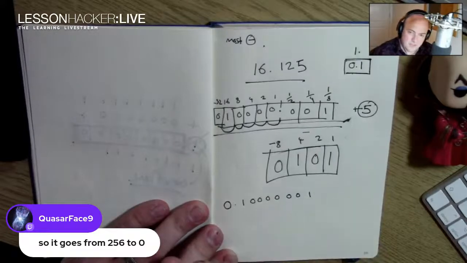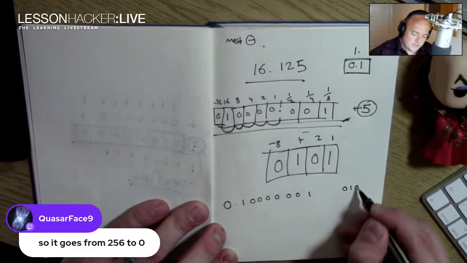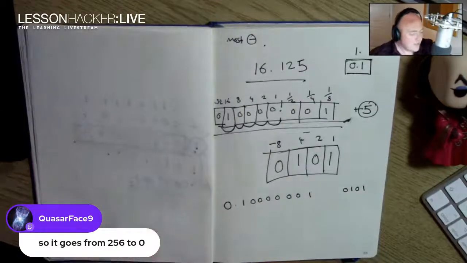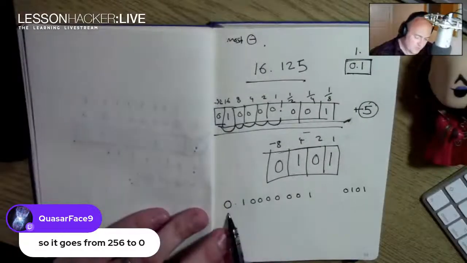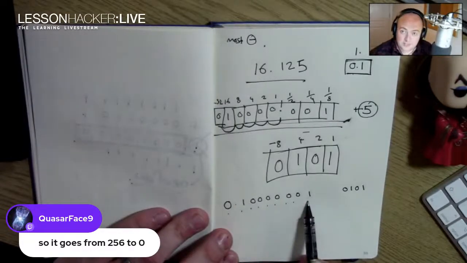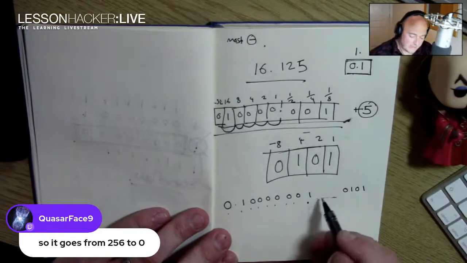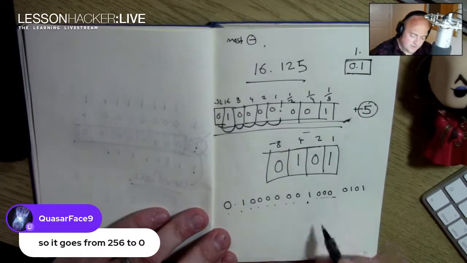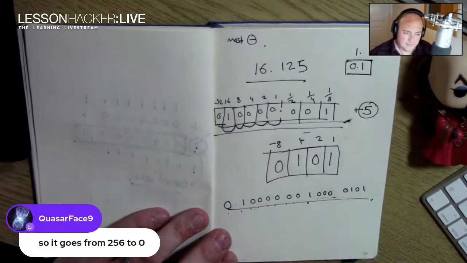0.100000001, and we've got our exponent of 0101. But in the question, it does say that the mantissa is 12 bits. Let's see how many bits we actually used. We used 1, 2, 3, 4, 5, 6, 7, 8, 9. So we need to add 3 more bits. We add them on the end here in the gap, and they should be zeros. 1, 2, 3. Leave a bit of a space before the exponent, and you've got your final answer.